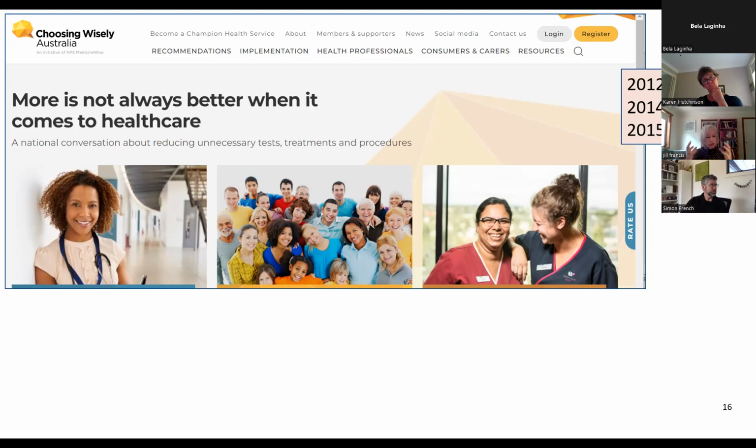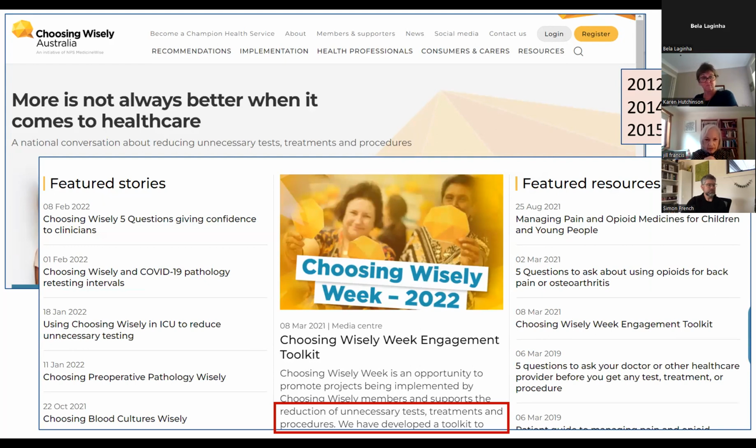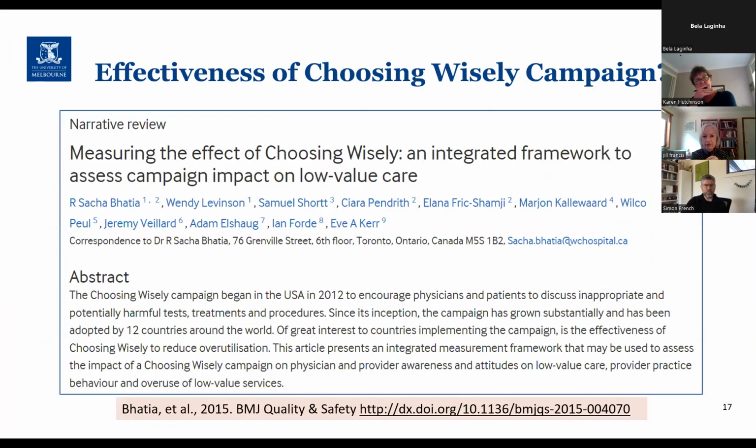Again, this is fantastic. This movement is brilliant. There's a lot of people engaged with it. Again, because we're dealing with implementation science, we need to ask that scientific question: what is the evidence that it makes a difference? Further on that website, we're talking about a movement that's trying to reduce unnecessary tests, treatments, and procedures, and there's a toolkit there. But let's look at the evidence for Choosing Wisely campaigns. I'm not saying it's a bad thing, it's a fantastic thing, but there's a question about if you subject this campaign to the same scientific evaluation that we would do for any of our implementation strategies, how effective is it in changing practice? So Bhatia and colleagues proposed a framework that we could use to evaluate Choosing Wisely campaigns.